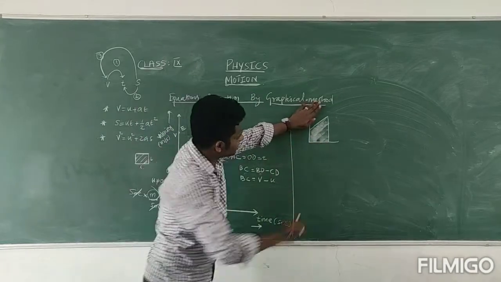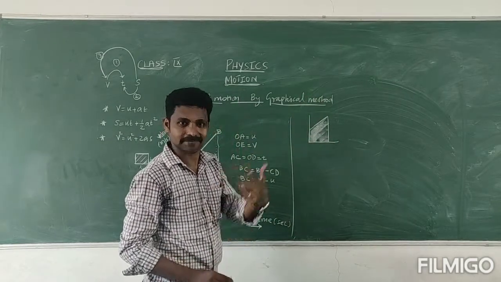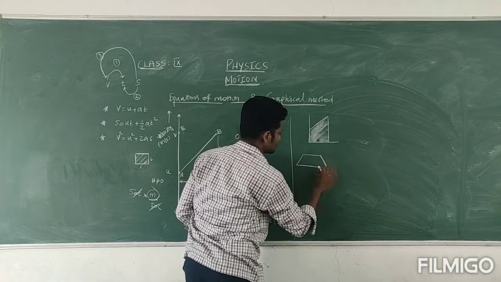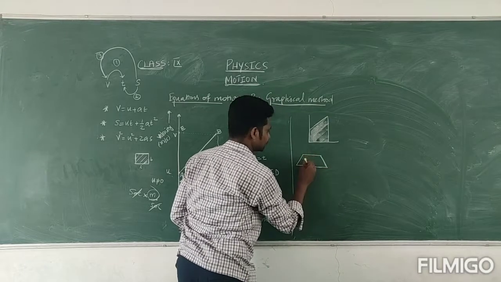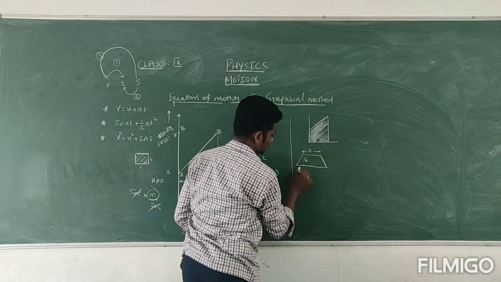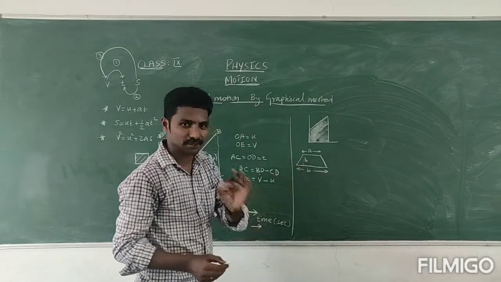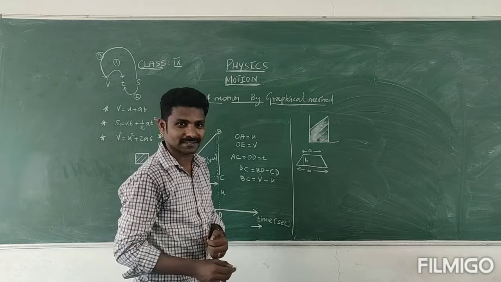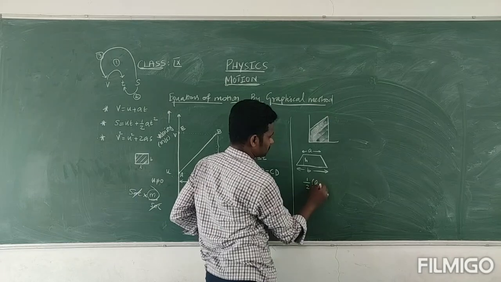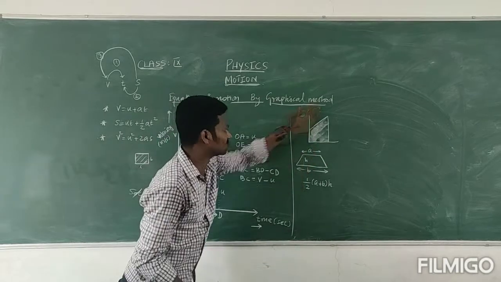But if you observe, this is the structure of a trapezium. Remember the trapezium. This is the height of the trapezium. This is the base length, and this is the top length, and the height is h. You know the area of the trapezium formula: half into a plus b into h. The same thing you should follow in this graph.